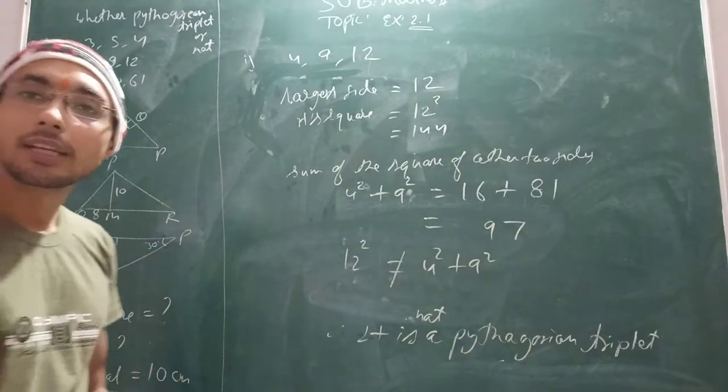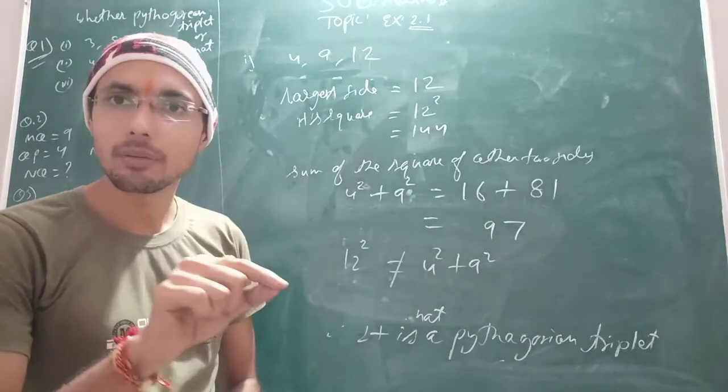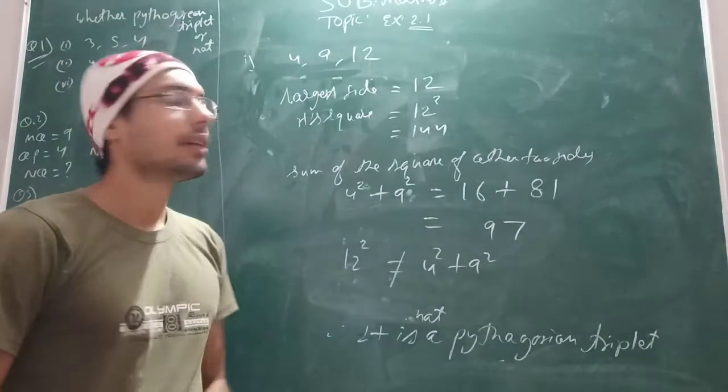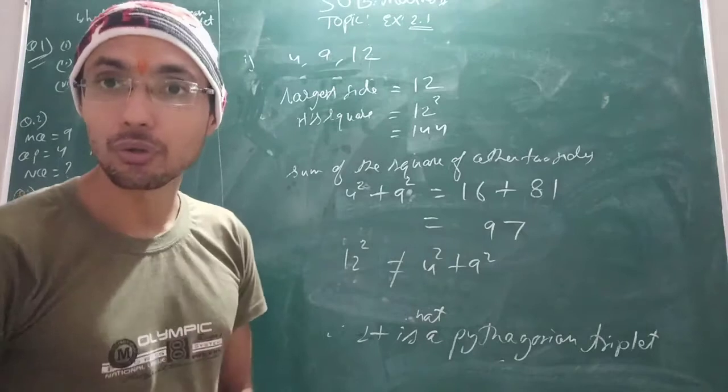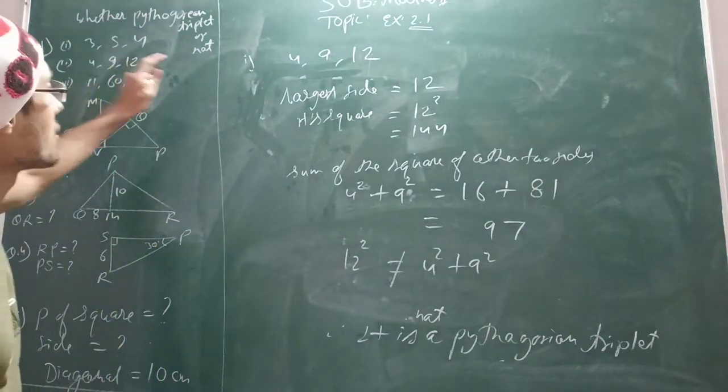So let's see the next sum. Next, I am going to solve the sixth sum. Question number first, that is the sixth one, and the third, fourth, fifth you have to do. Okay. The last one, 11, 60, 61.